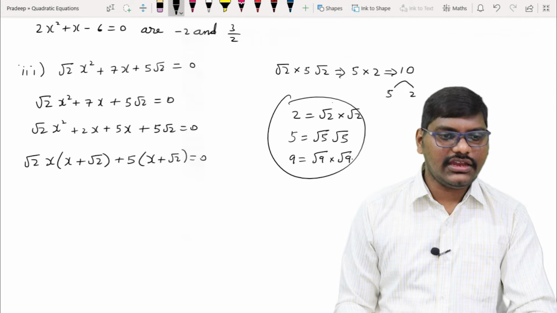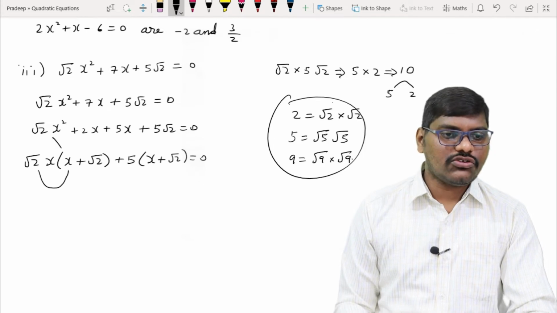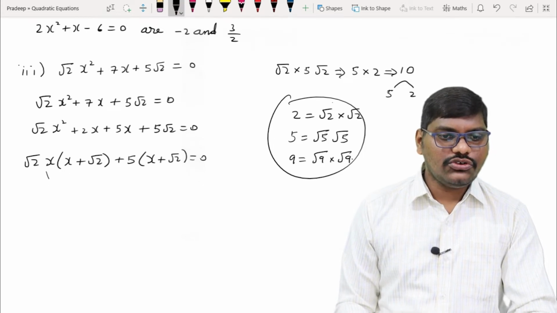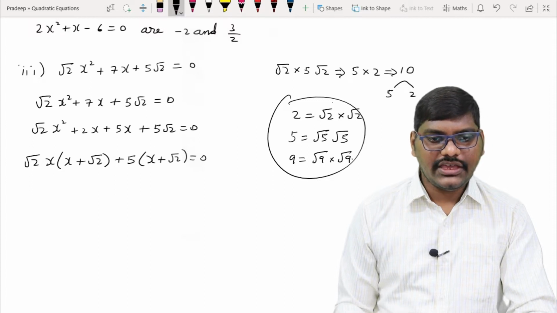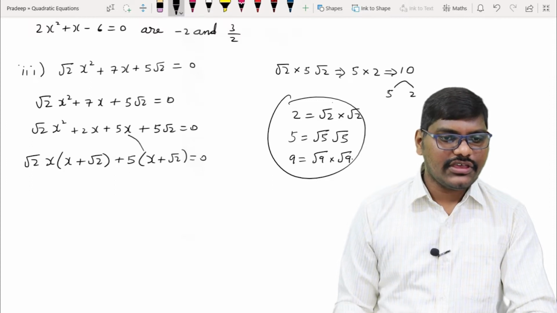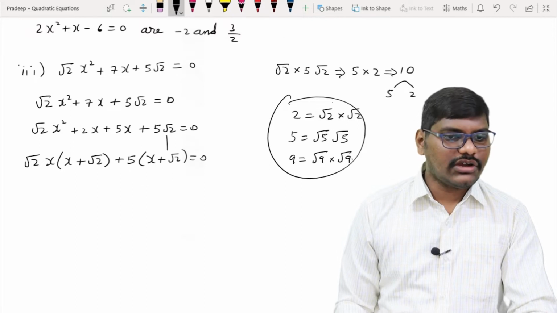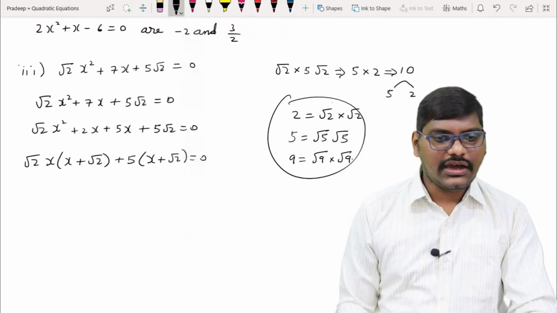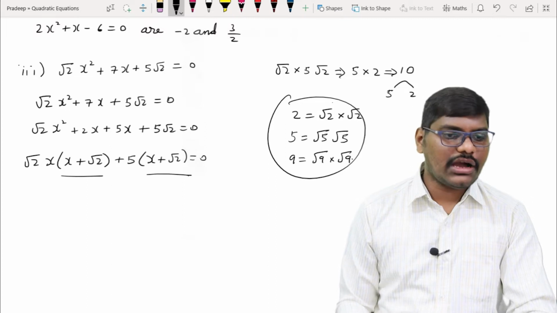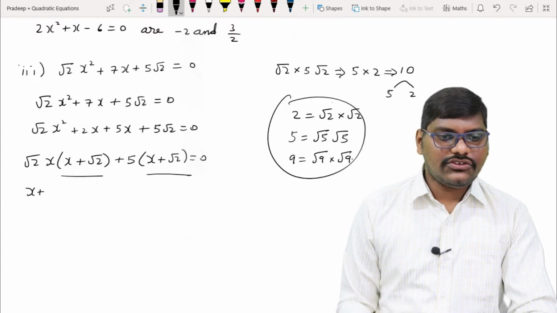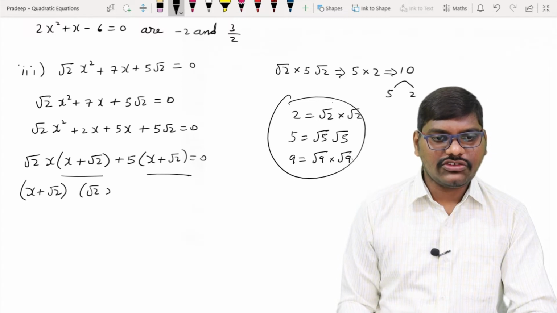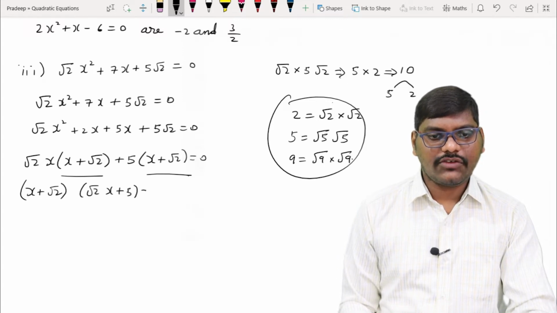Let's check it once again. Root 2 into x is nothing but root 2x square. Root 2 into x into root 2 is nothing but 2 root 2x. Here 5 into x is 5x, and 5 into root 2 is nothing but 5 root 2. So here I can take x plus root 2 common again. Let's take it common. So I remain with root 2x plus 5 equal to 0.